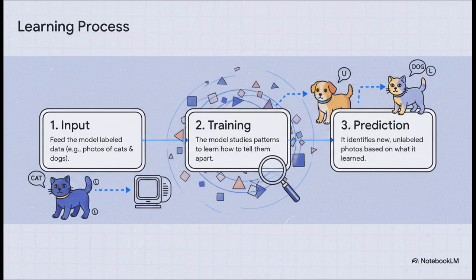Okay, so how does this actually work in practice? Well, it's a three-step dance. First, the input. We feed the machine, say, thousands and thousands of pictures that are all neatly labeled cat or dog. Step 2 is training. This is where the model just churns through all those examples, trying to find the patterns. You know, what makes a cat look like a cat and not a dog? Whiskers, pointy ears, that kind of thing. And finally, the prediction. We give it a brand new picture, one it's never seen before, with no label, and we ask, all right, what is this? Its answer is a prediction based on everything it just learned.